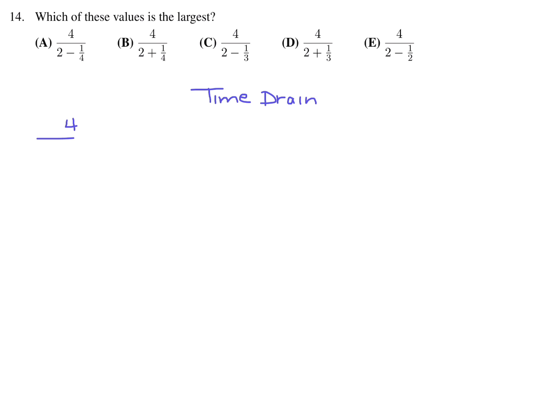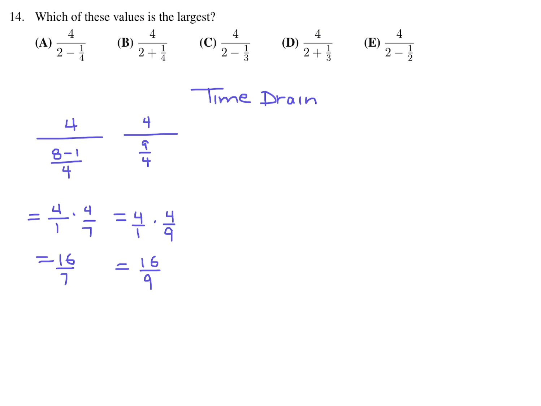Let's do this. 4 divided by 2 minus 1/4. So that would be 8 minus 1 over 4, and this is 4 over 1 times 4 over 7. So that looks like 16 over 7. The next one, 4 over 2 plus 1/4, so that's 9 over 4. So then this would be 4 over 1 times 4 over 9 when you invert and multiply, and that's 16 over 9.